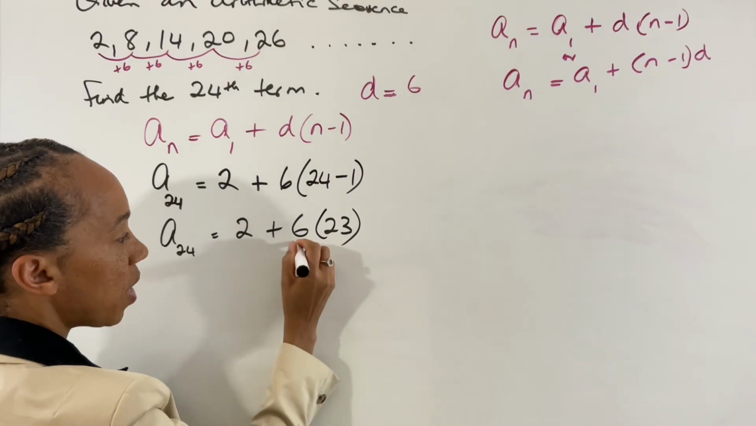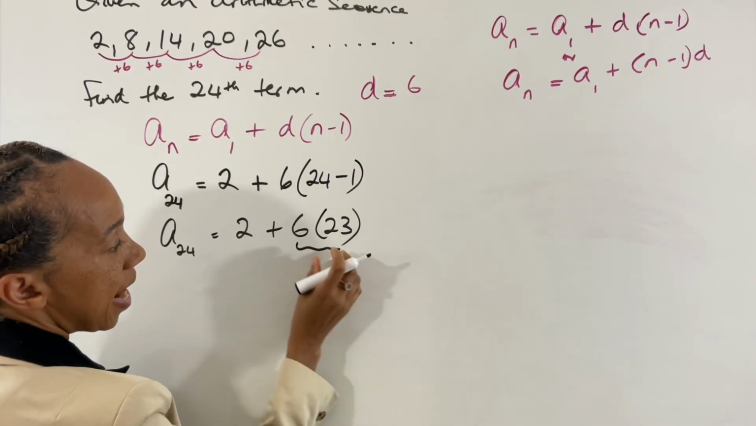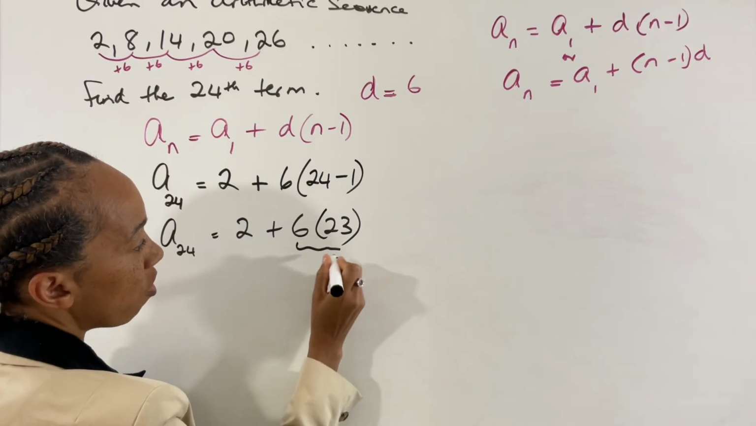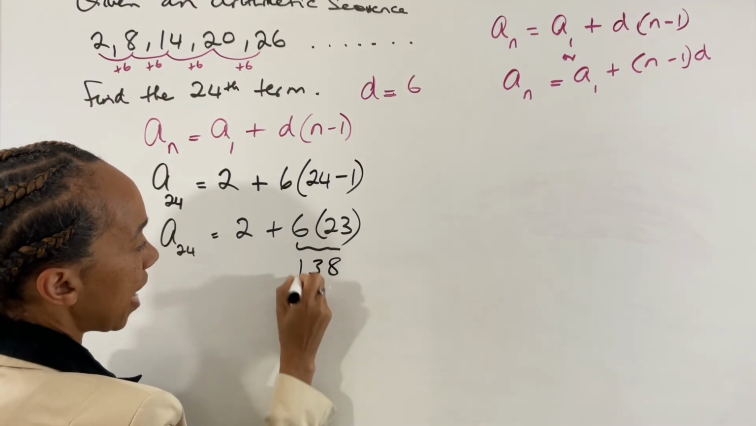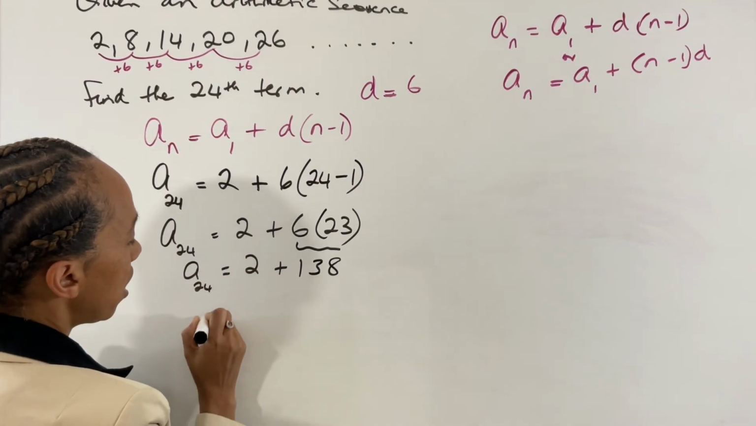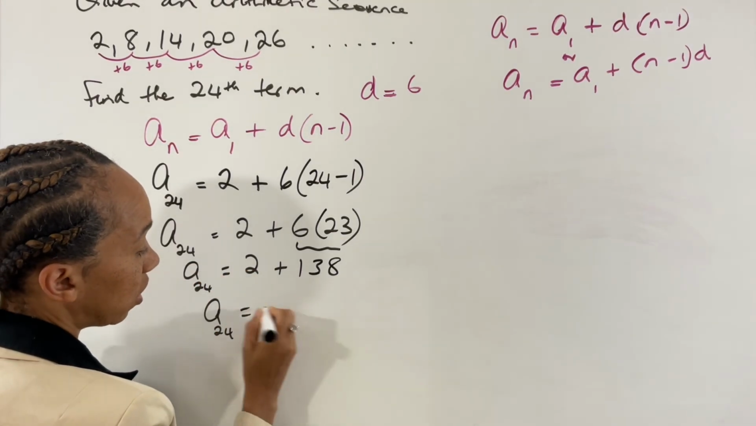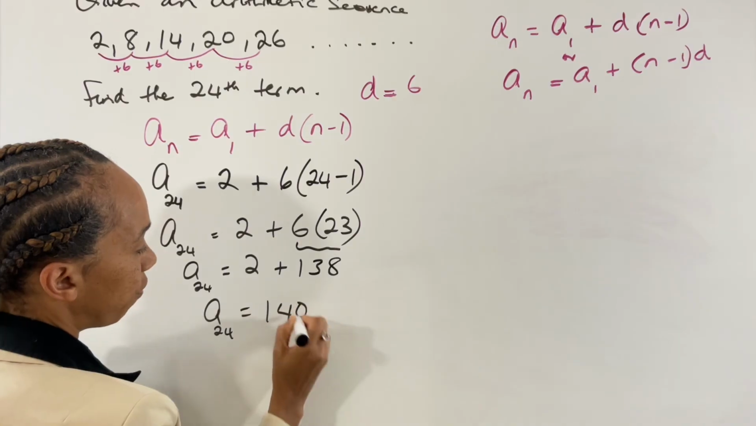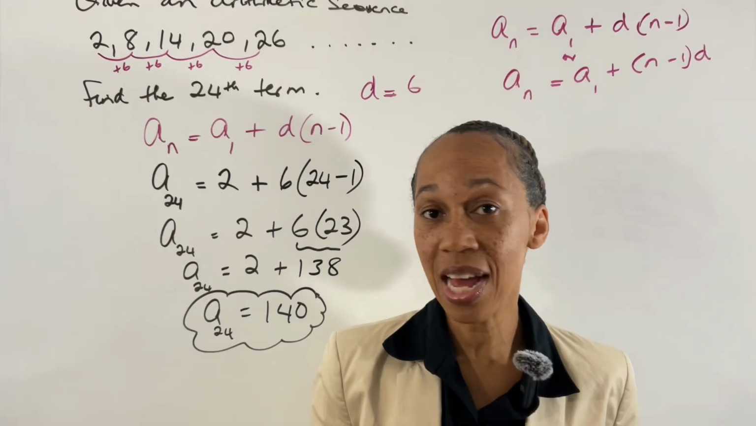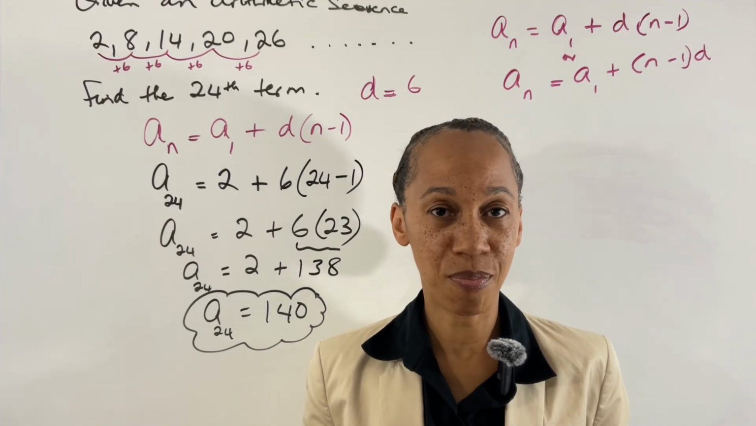So we're going to multiply this first, and this is going to be 6 times 3 is 18, carry 1, 6 times 2 is 12, 138, and bring everything else down. A sub 24 is going to be 140, and you box or circle your answer. So let's get into our next example on this type of problem.